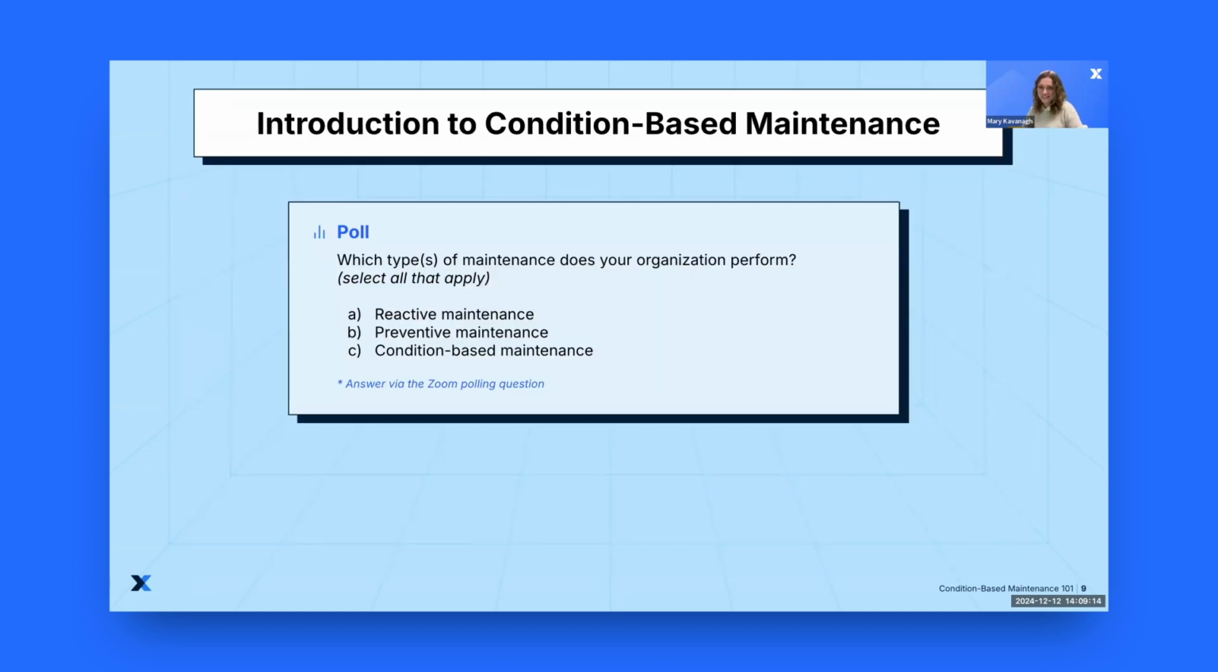I have a poll for you here. Let's see who's awake. Which type of maintenance does your organization perform? And you can select all that apply. Don't feel restricted to just one. Are we looking at reactive maintenance? Are we looking at preventive maintenance, condition-based maintenance, or a mix of some of them? I'll give you a minute just to put your thoughts in there. There we go. Oh, brilliant.